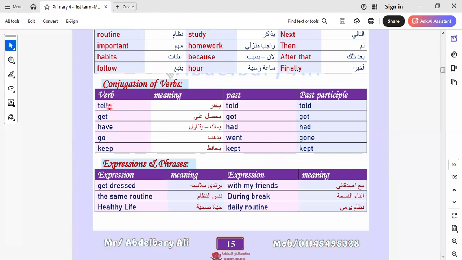Here we have conjugation of verbs. Let's learn it together: feel, felt, tell, told, get, got, have, had, go, went, gone, keep, kept.